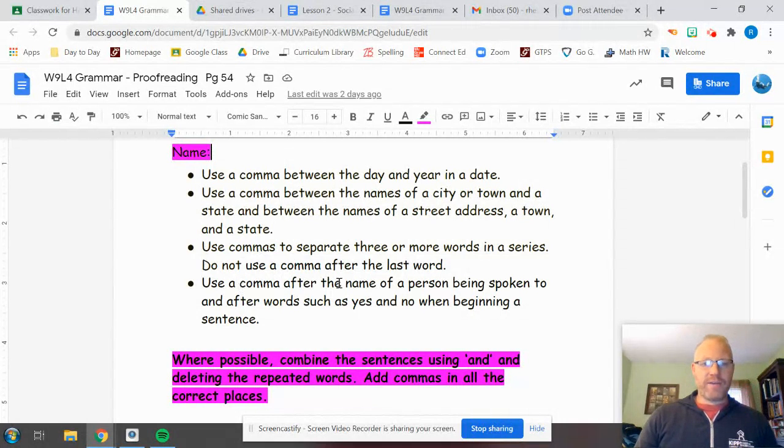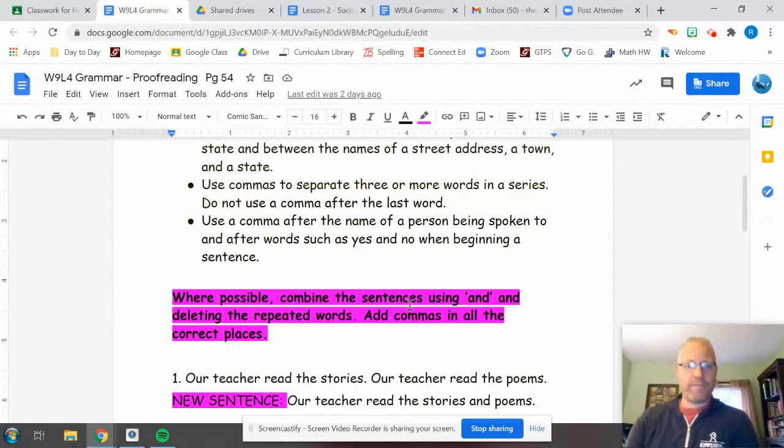And then use a comma after the name of a person being spoken to, like Mr. Hester, comma, can you help me? Or if you were going to say yes or no, yes, comma, I can help you. So those are some examples.